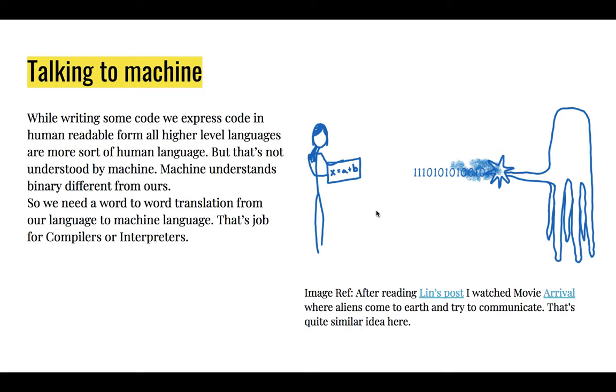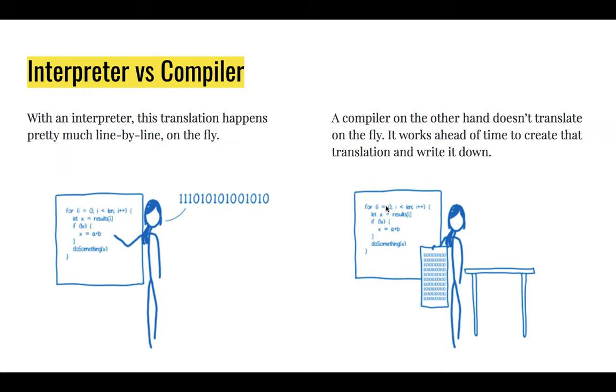Okay, so this image reference was taken from Lin's blog post, where he gives an example of the Arrival movie, when aliens come to Earth and we are trying to interact and communicate with them. They speak different languages, we speak a different language, so there needs to be some translator in between to help us communicate. And for computers, there are two types of translators. First is the interpreter, second is the compiler.